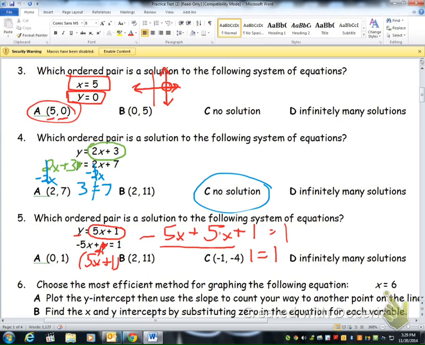But the difference between this one and the previous: we had 3 equals 7, which is never true. Here we have 1 equals 1, which is always true. So our solution is D. There are an infinite number of solutions.